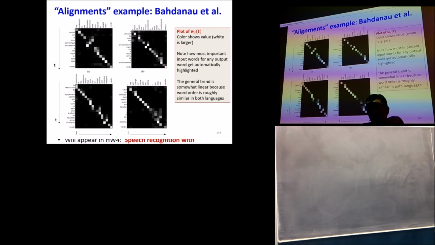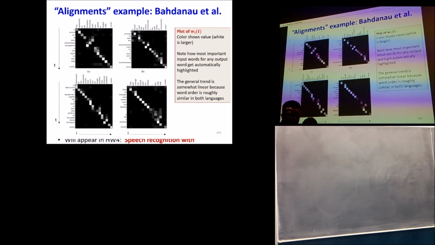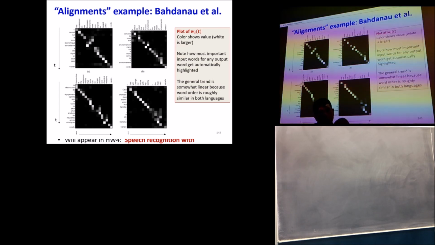It actually even figures out that for some portions of the output, the manner in which it must pay attention to the input is not along the forward diagonal, but might have other patterns. So here are a number of different similar examples from the paper that presented this work. And you can see that in every case, the most important input words for any output get automatically highlighted. And although the general trend is diagonal, top left to bottom right, you get these localized patterns which capture changes in order.